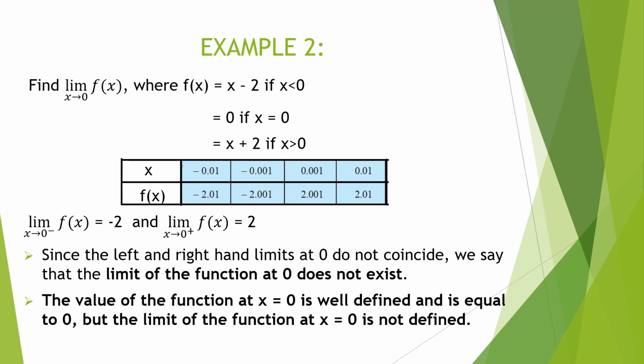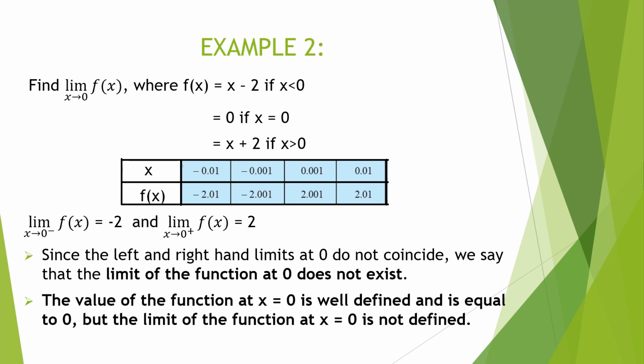So when x is 0.001 or say x is 0.01, in that case you will find f of x using f of x equal to x plus 2. The values in the table are given. We have obtained these values. So if you see from the left hand side, the value of f of x is minus 2.01, minus 2.001, so it approaches minus 2.